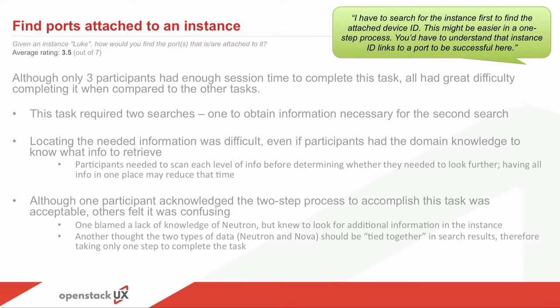So, changing the way that this information is displayed to help participants to find things quicker is going to help them, especially for tasks that take multiple steps to get the information they're looking for. And because of that 2-step process, there were a few participants that said that it would be very helpful if it was maybe only taken care of by 1 step. So tying together information coming from both the Nova and Neutron sides so that they would have both those information in the same search instead of searching separately from those.